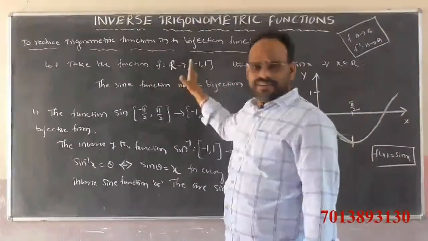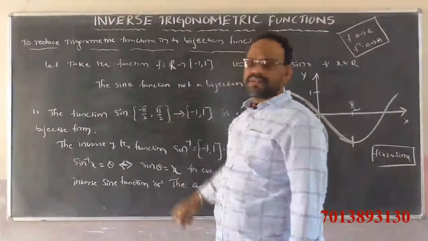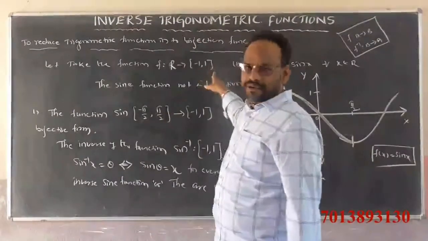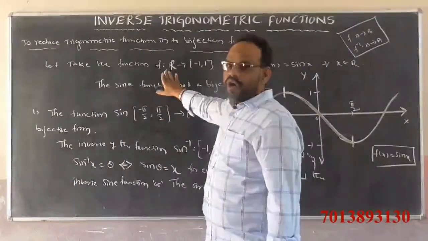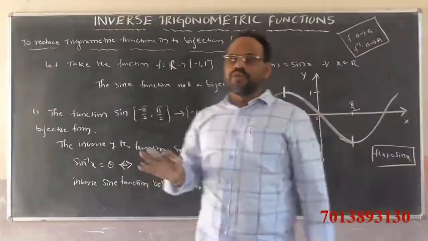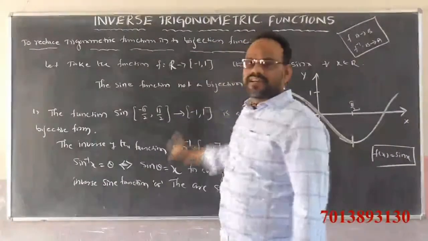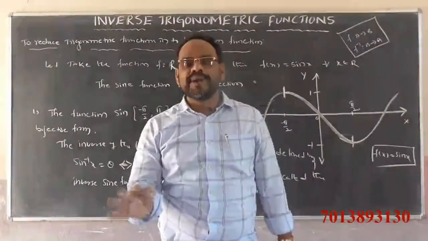If you take the sine function, clearly the domain of the sine function is all the real numbers. The range is the closed interval minus 1 to plus 1. That is the codomain. Domain is all the real numbers. Codomain is the closed interval minus 1 to plus 1. In this situation, the sine function is not a bijective function.